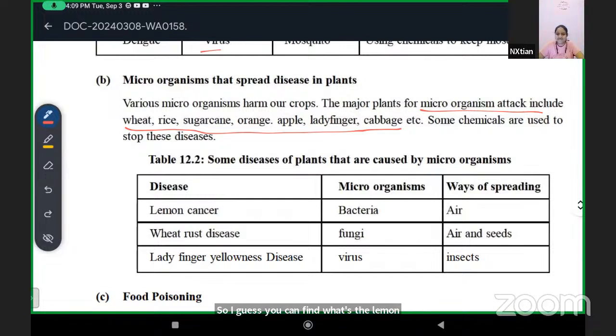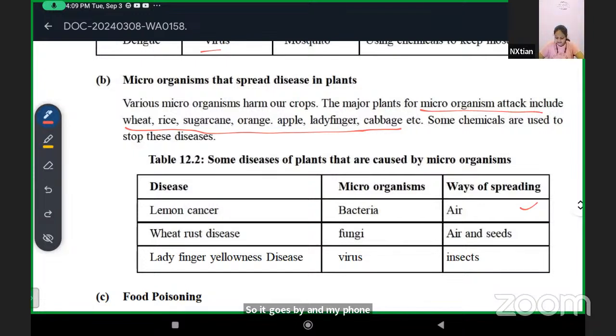Ma'am, is it caused by bacteria present in lemons? Maybe we'll see, but I don't think so because it's mentioning air. So it's caused by air. These microorganisms are spread by air. But why they named it lemon cancer, we'll read it out and find.